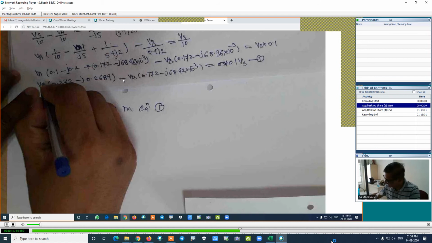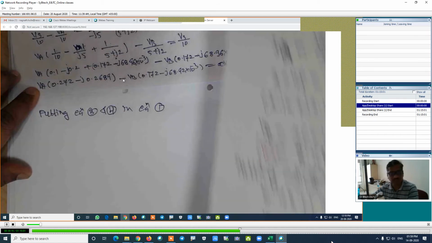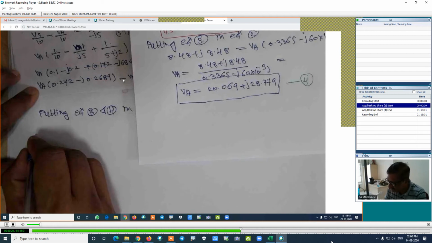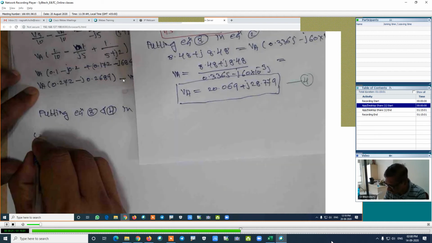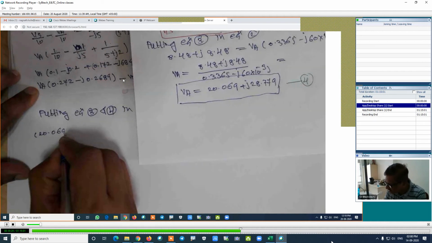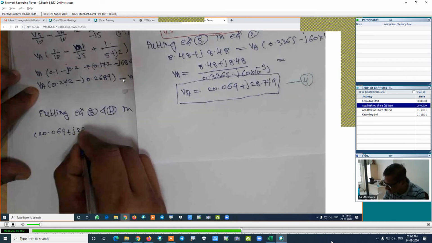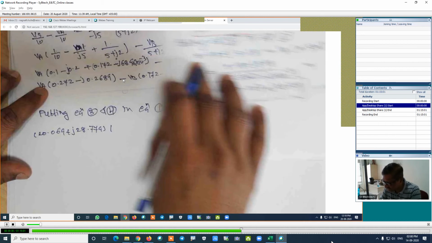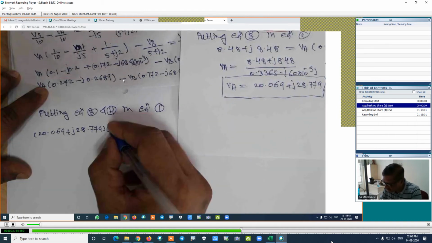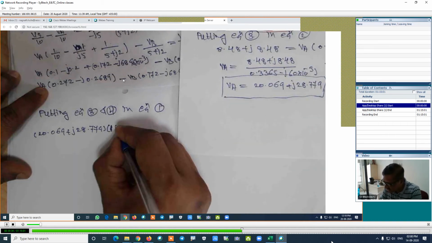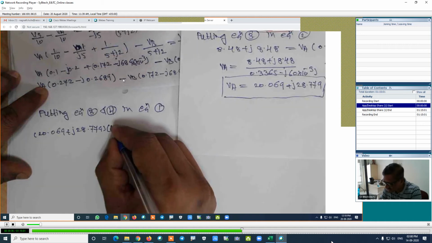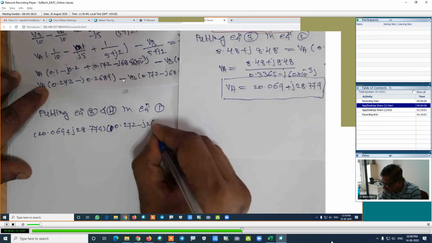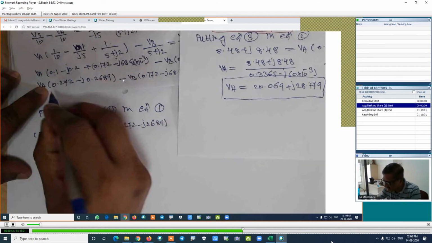This VA value I will put from the equation number 4. This is my value of VA. How much is it? This is bracket start, 20.069 plus j 28.779. This is VA. Into this value I will put as it is, this bracket. This bracket is 0.272 minus j 0.2689. Is it right? This bracket as it is.